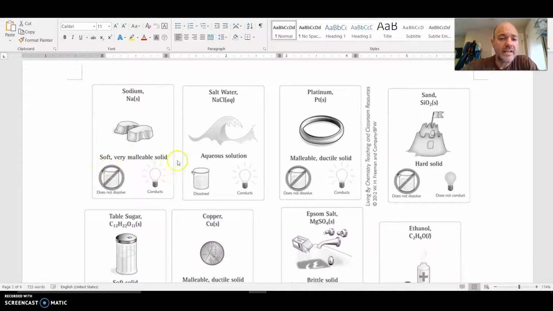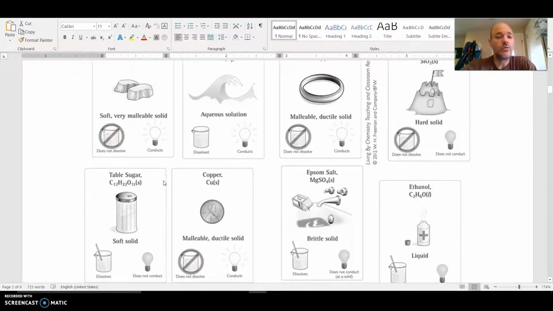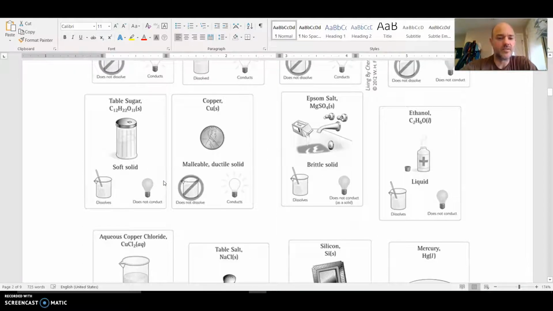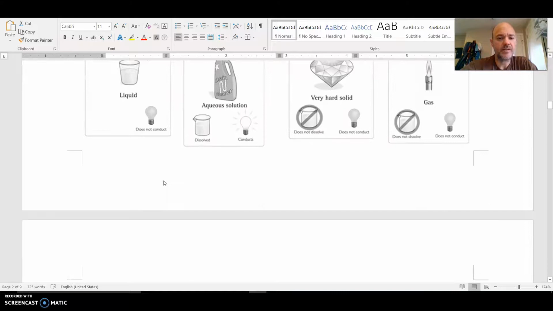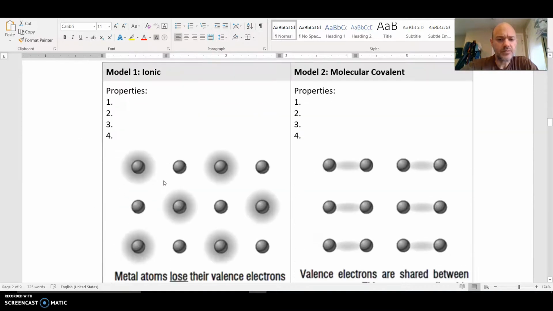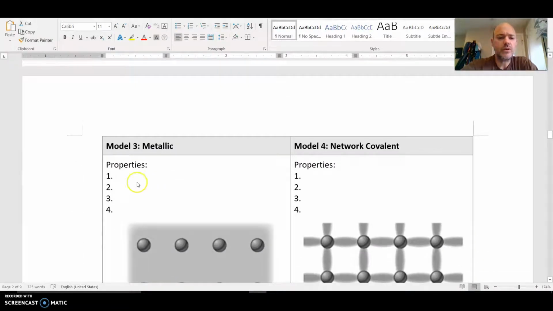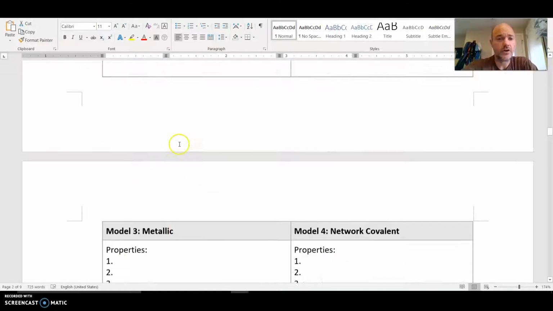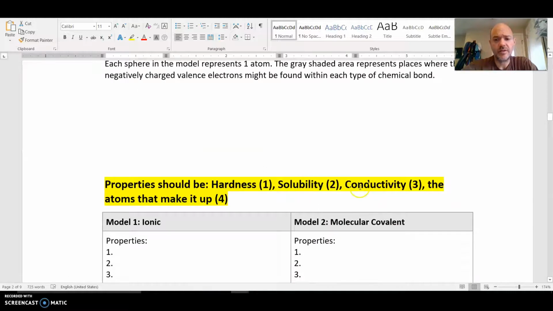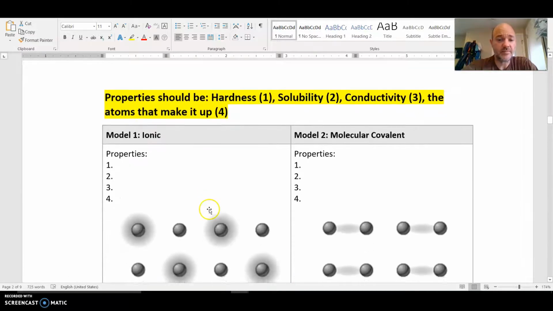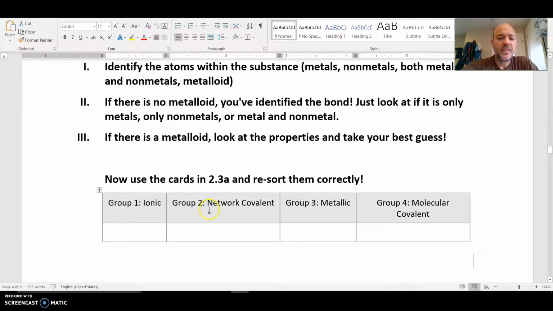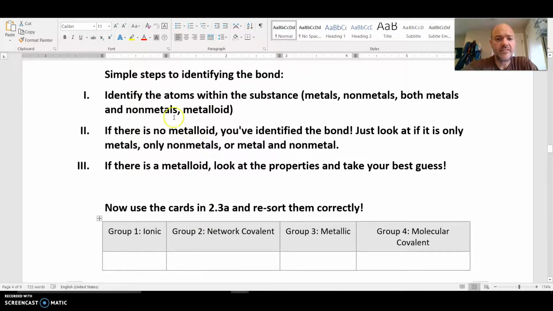Think about its hardness. What is it like? Does it dissolve? Does it conduct? These are things that will help you figure out what substance it is. All right? So then you're going to hopefully have recorded the properties in each of these: the hardness, the solubility, conductivity, and the types of atoms that make it up. And then you're going to come here and identify the atoms.